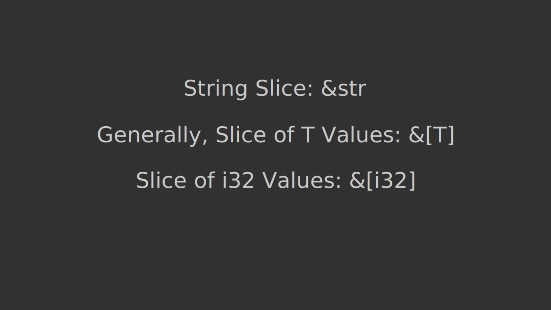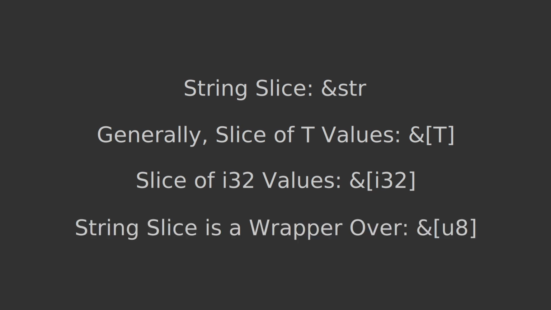String slices are so common in Rust that, as we can see, the type has its own name as part of the language. But the string slice is actually a wrapper over a slice of u8 values, with invariants that ensure valid UTF-8 string encoding. So the string slice is also a slice of values of some type T, where T is the u8 type.